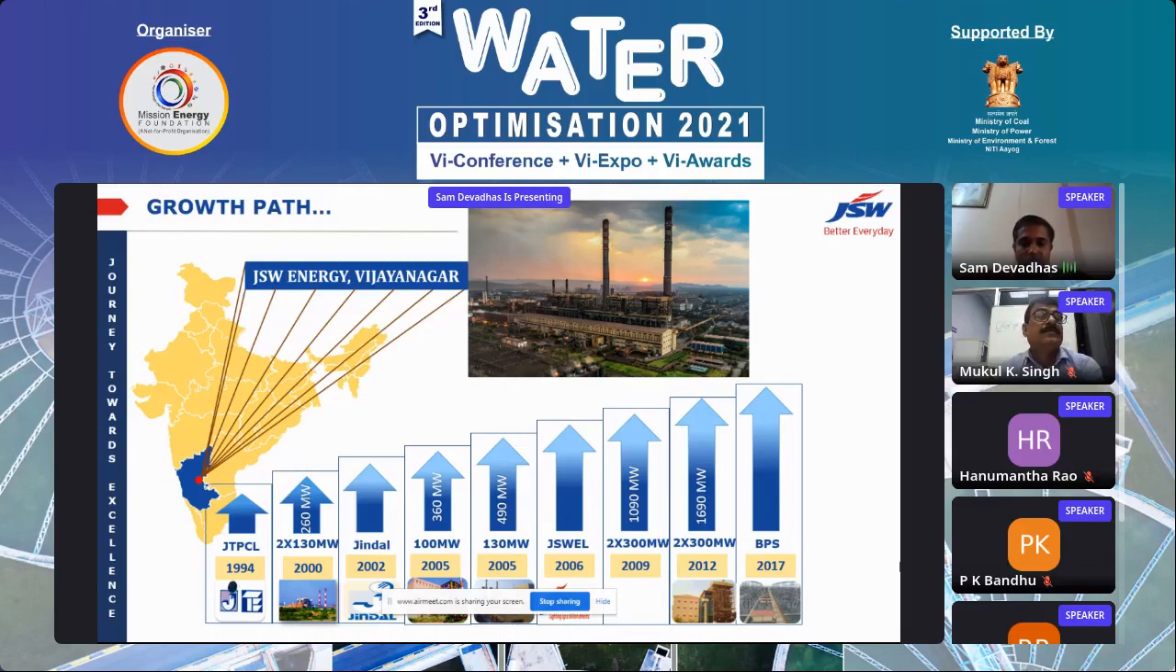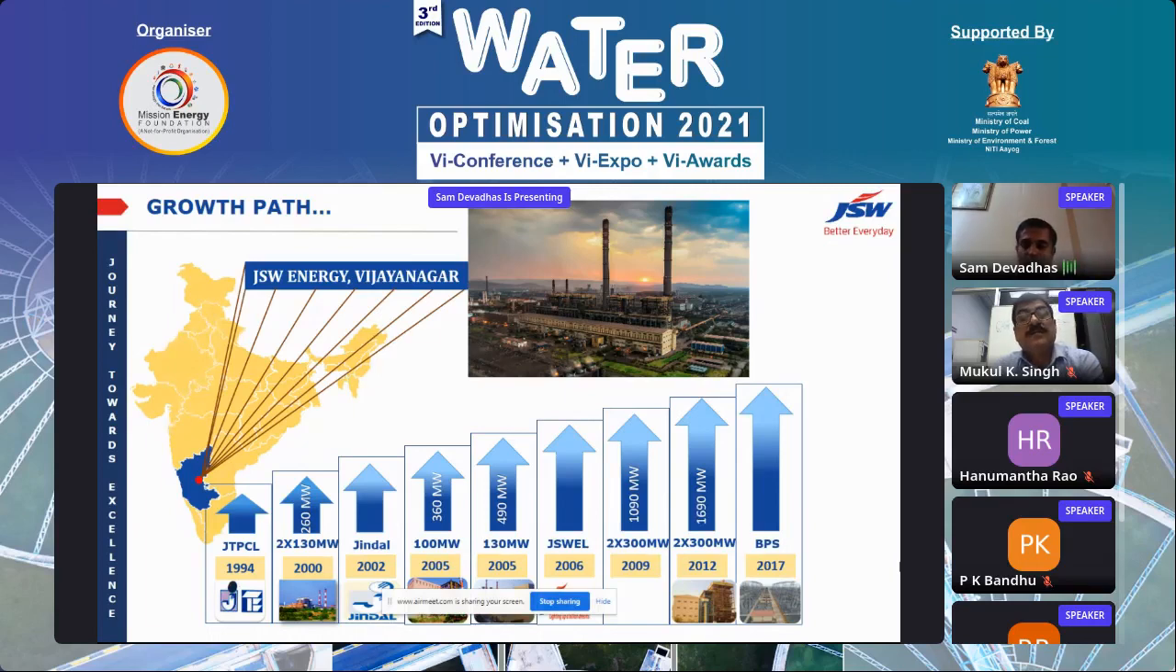And next, we are using the gas which is a byproduct of the neighboring steel plant. The power plant was started for utilizing this byproduct gas, or waste gas.